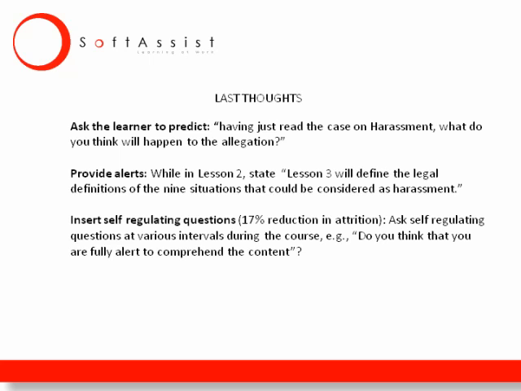The alerts are, as the example here says, in lesson three, we will define something. So the alert just says, I'm telling you now, something's going to happen seven screens from now. Again, going back to the fox, alerting. So the fox is always on the alert for another animal in the area or something going wrong. In our case, putting alerts in our training program allows us to keep the engagement of the learner.